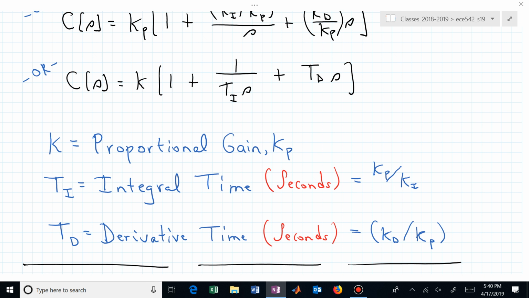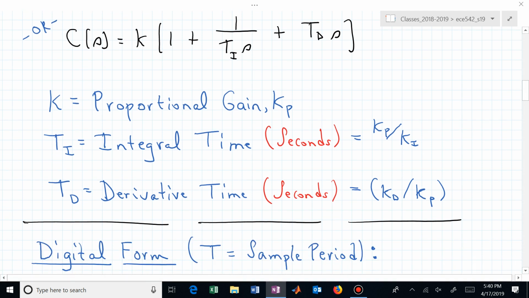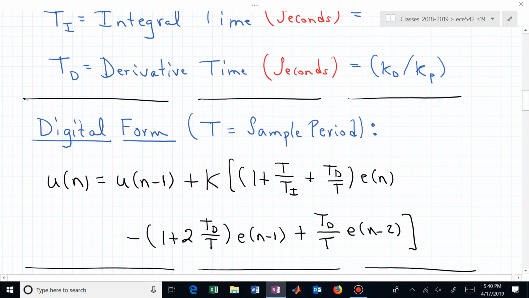I didn't see anything. So now we have a proportional gain, integral time with units of seconds, and derivative time, and you can relate those to the case of P, the case of D, and the case of I. What's the digital form look like? Oh, it's obviously like this.